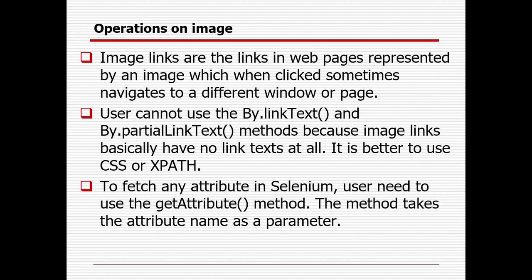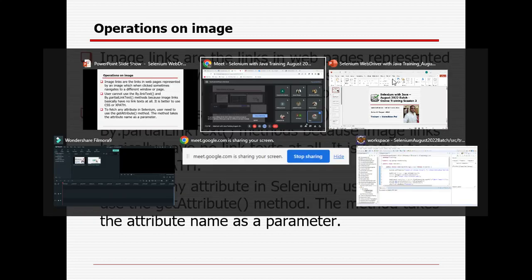So you cannot use link text or partial link text for images. That's the problem, because there can be some link, but that might not work. Sometimes there will be no link. That is the reason. Please do not go with link text or partial link text in case any image is there. So always try to use XPath or CSS, and in case the image is not clickable, you can get the different attributes or properties of the images, and you can use them based on your requirement.